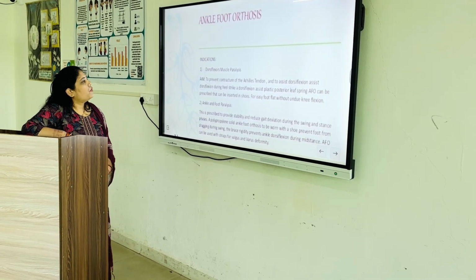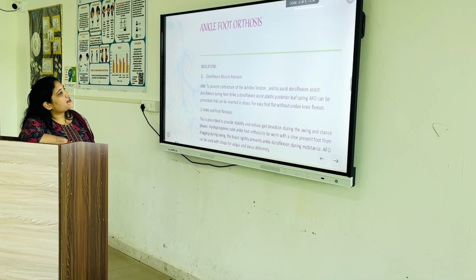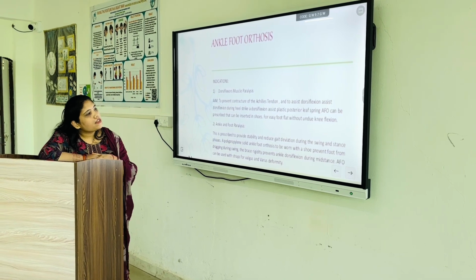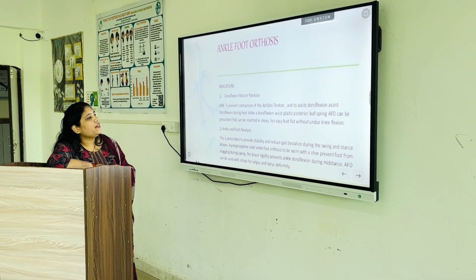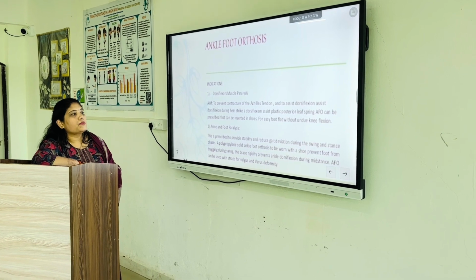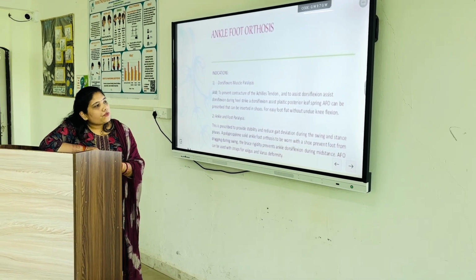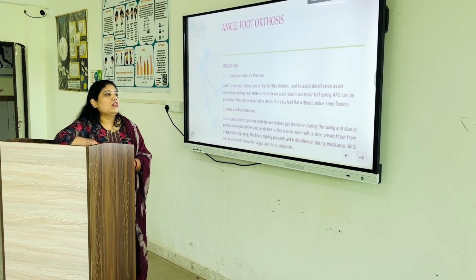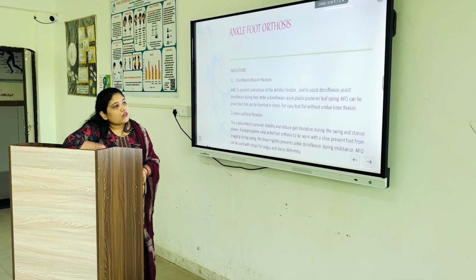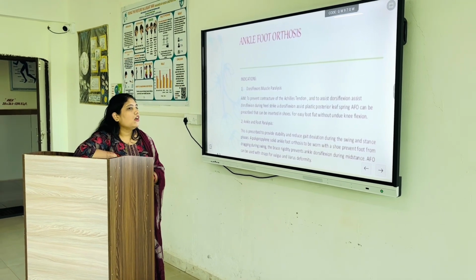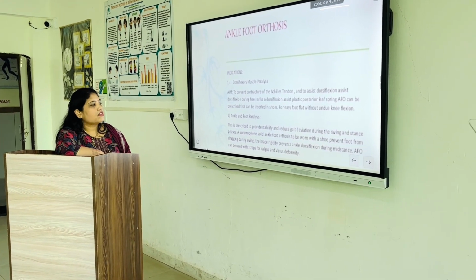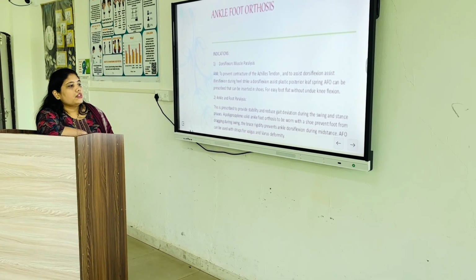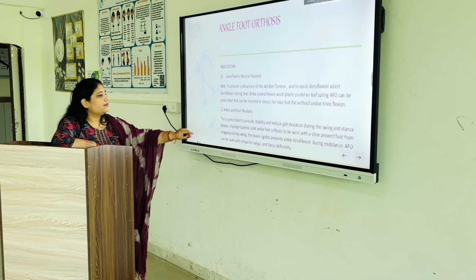Now, the indication of AFO is dorsiflexor muscle paralysis. The aim is to prevent contracture of the Achilles tendon and to assist dorsiflexion during heel strike, or a dorsiflexion assist plastic posterior leaf AFO can be prescribed that can be inserted in shoes for easy foot flight without undue knee flexion. Ankle and foot paralysis: it is prescribed to provide stability and reduce gait deviation during the swing and stance phase.